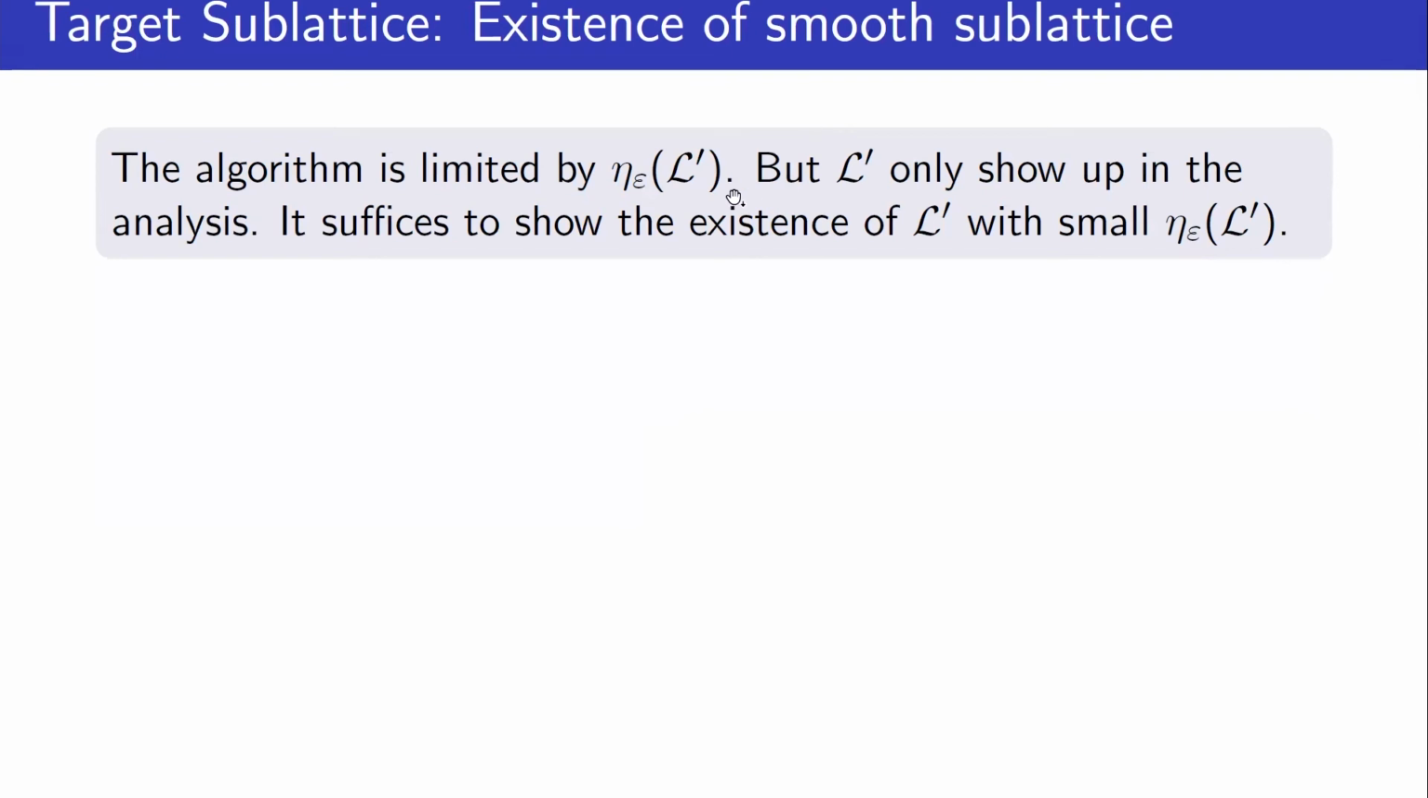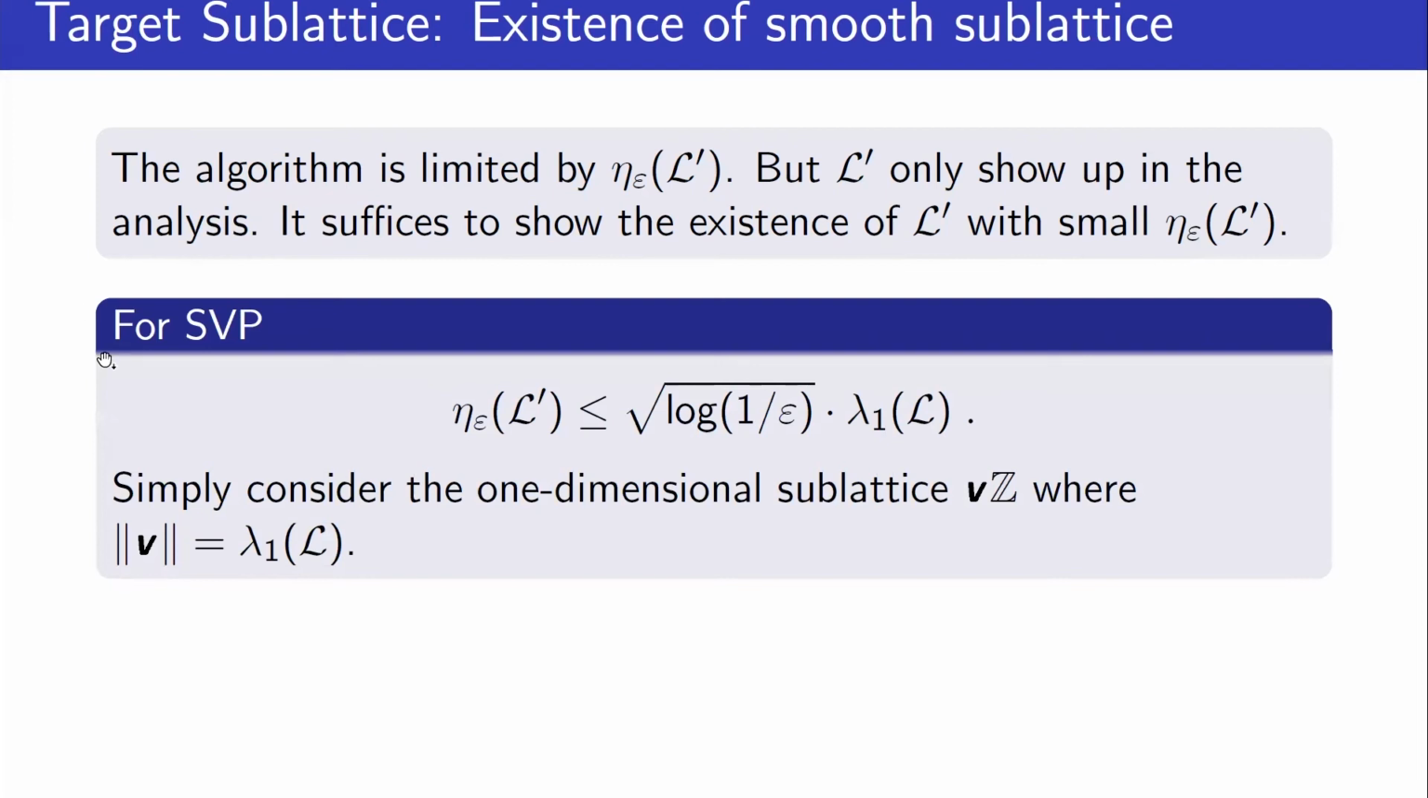But the key catch here is that L prime only shows up in the analysis. In the actual running of the algorithm, we don't need to know what L prime is exactly. So it suffices to show that there exists some nice L prime with a small smoothing parameter for the purpose of our analysis. And that's exactly what we did. So for the case of SVP, we show that there exists some sublattice whose smoothing parameter is roughly lambda 1. And this is simply the one-dimensional sublattice spanned by the shortest vector.